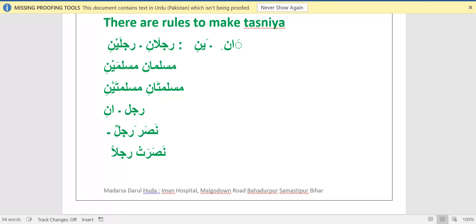Now here the man is no longer the helper, unlike the first statement, nasara rajulun, where the man was the helper. In the second sentence, when the i'rab is changed, the meaning of rajul is changed. He is no longer the helper, but he is the person who is being helped by me. So that's how the i'rab changes the meaning of any word in its context. So it is very important to understand the i'rab and the reason behind it.